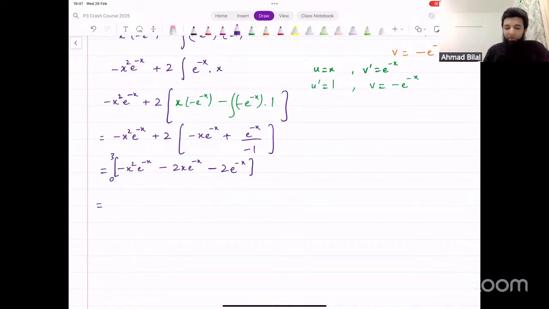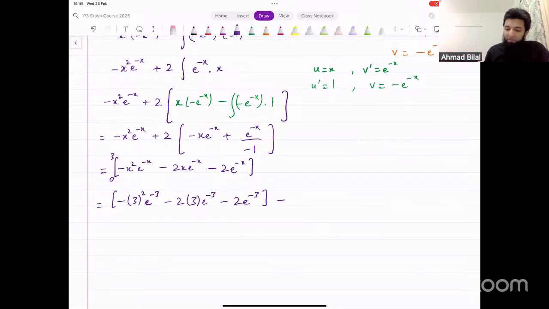Okay, let's input 3 first of all. When we input 3, we get minus 3 squared. Remember, minus is outside the square, so the negative sign here is going to remain. It's minus and then 3 squared times e power minus x, that would be e raised to power minus 3, minus 2 into 3 into e power minus 3, minus 2 into e raised to power minus 3. That's what we get when we input x equal to 3.